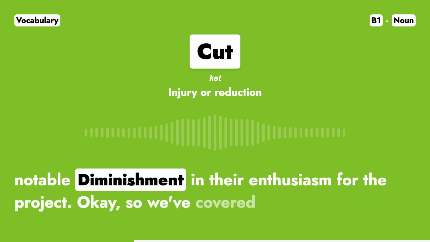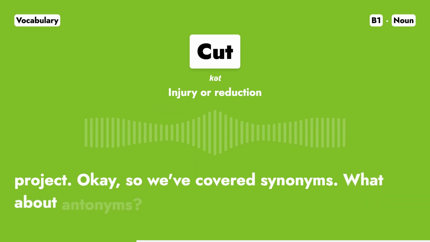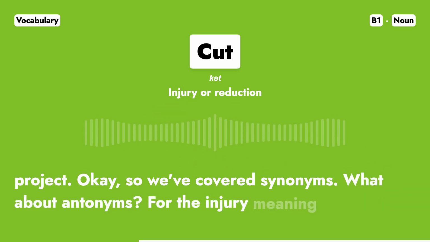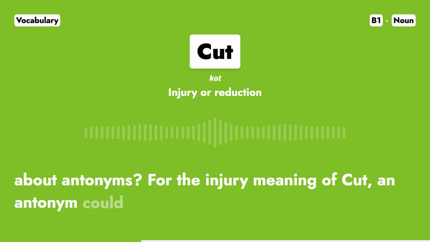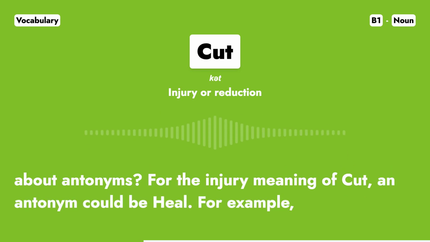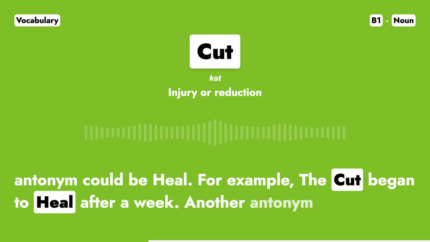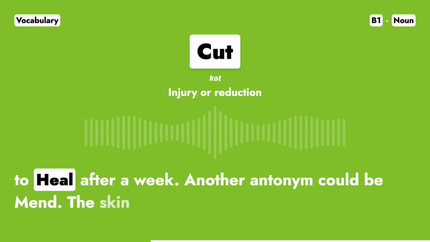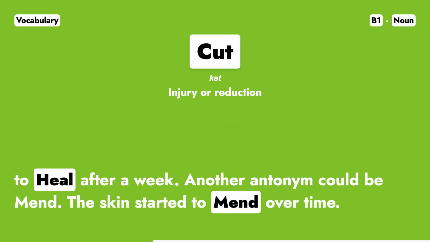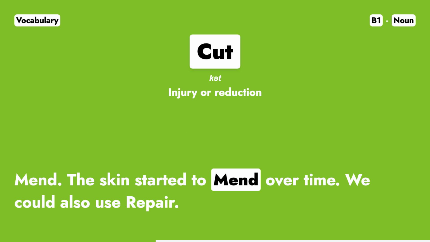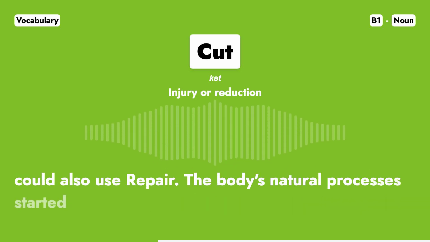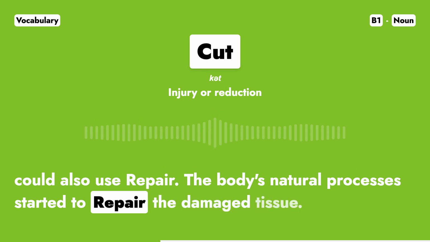Okay, so we've covered synonyms. What about antonyms? For the injury meaning of cut, an antonym could be heal. For example, the cut began to heal after a week. Another antonym could be mend. The skin started to mend over time. We could also use repair. The body's natural processes started to repair the damaged tissue.